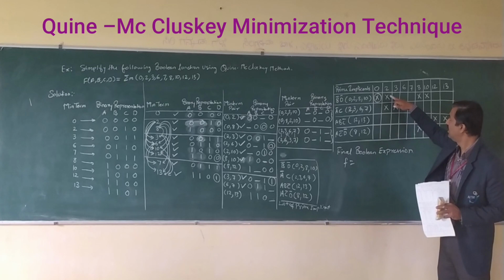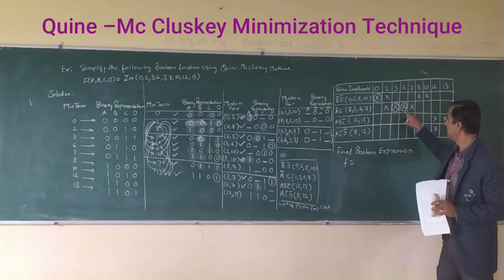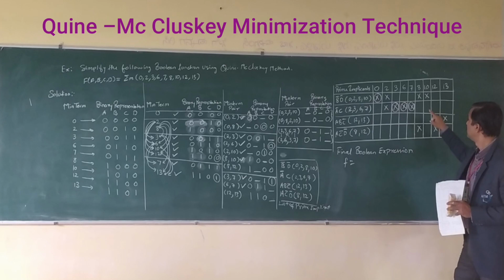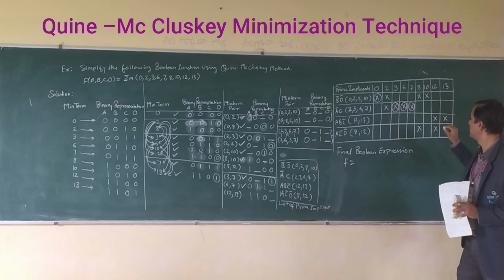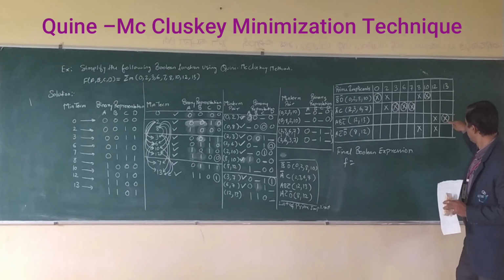3, yes, there is a single cross. I put a circle here. 6, there is a single cross. 7, yes, there is a single cross, and there is no other cross present in either cell. 8 is not possible. 10, yes, because there is no further cross present here. 12 is not part. 13, yes, there is a single cross present here.